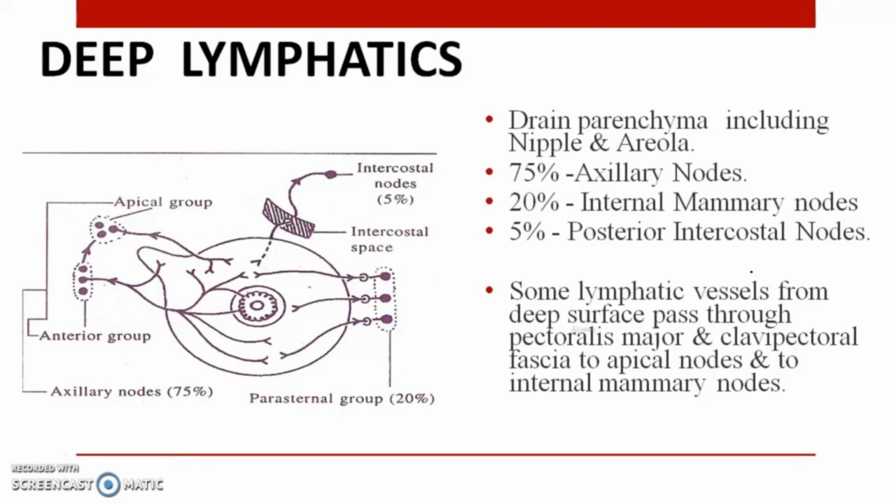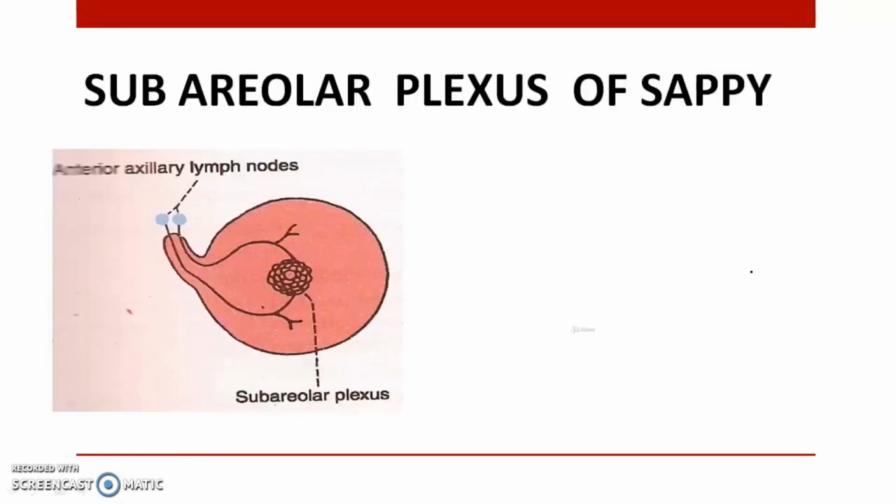So these are the things you have to remember. Deep lymphatics are drained by 3 nodes: axillary, internal mammary and posterior intercostal nodes. Now we have to talk about an important topic, the subareolar plexus of Sappey. Already we have seen the circulus venosus, a plexus seen in the areola part, which radiates and drains into particular veins. Here, for lymphatics also, we have a type of plexus. That plexus we call the subareolar plexus of Sappey, which is seen in the areola.